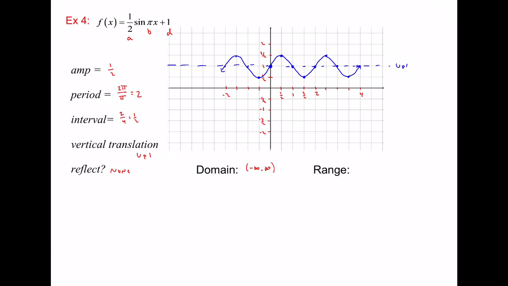Our range, you can see, goes from here to here, which would be 3/2 as the max, 1/2 as the min, so the range would be from 1/2 to 3/2. And so there's another example of graphing a sine function.